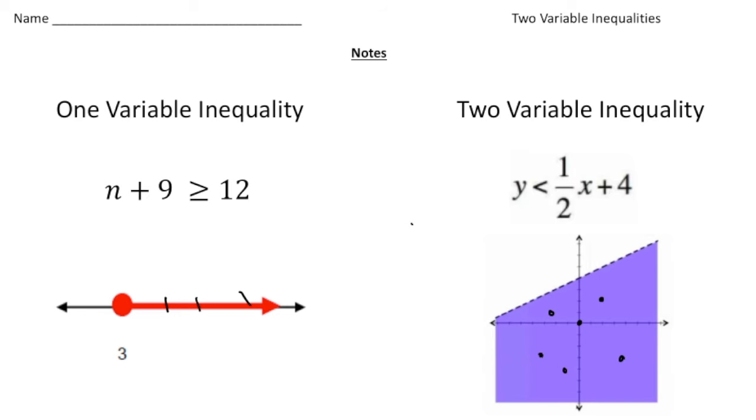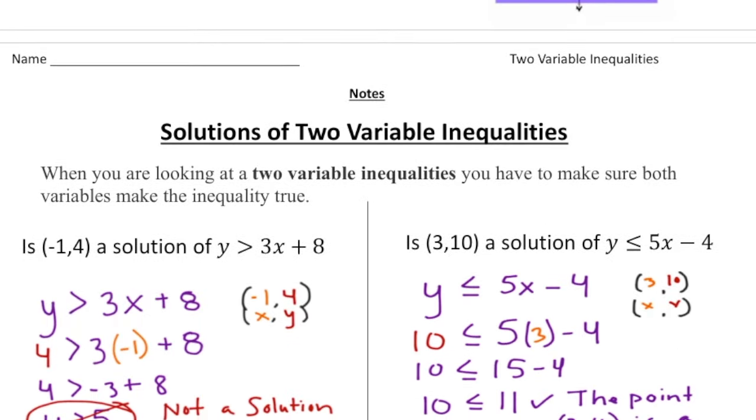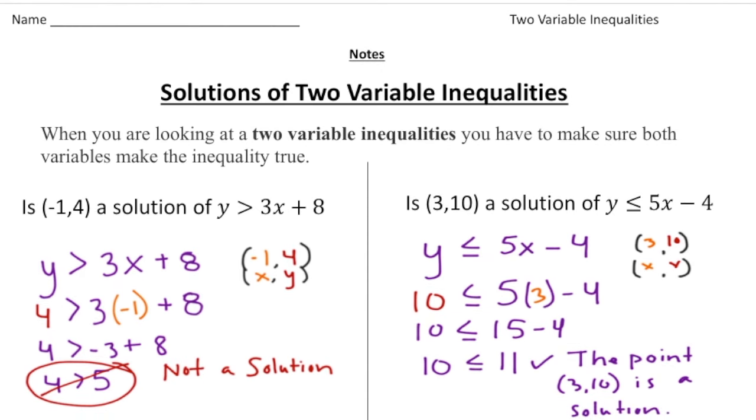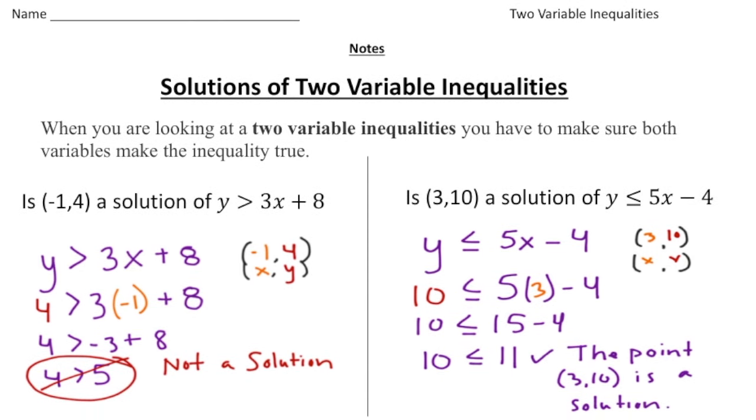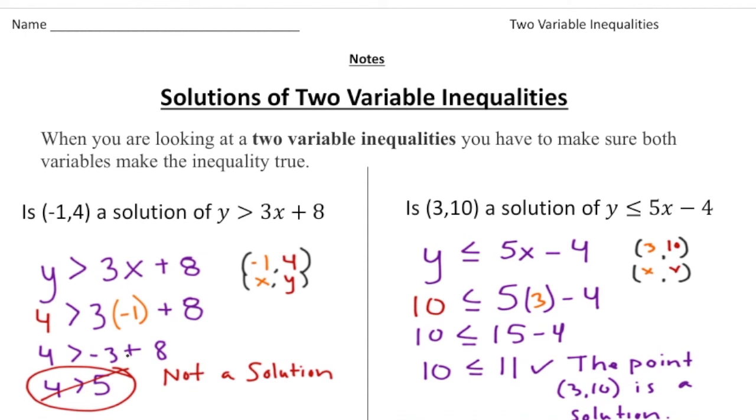If you turn the page, let's talk about solutions of two variable inequalities. When you're looking at two variable inequalities, you have to make sure both variables make the inequality true. Here's an example that I did out for you already.